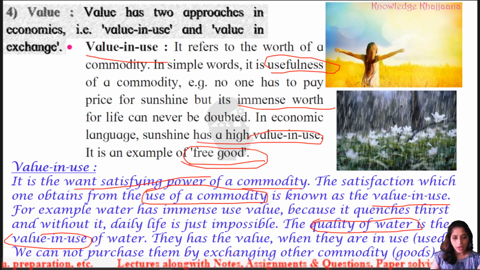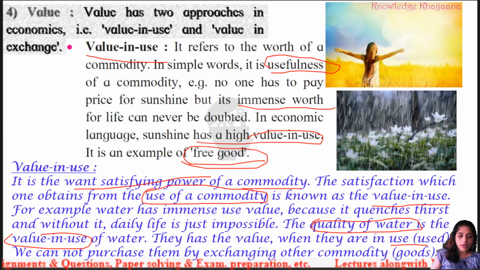They have the value when they are in use, when they are used. We cannot purchase them by exchanging another commodity. Can we purchase sunlight by offering something to the sun? No. Can we pay for getting the rain by offering something to the cloud? No. We don't offer anything to the sun for getting sunlight. We don't offer anything to the atmosphere for getting air. Do we exchange some other commodity for getting the free goods?